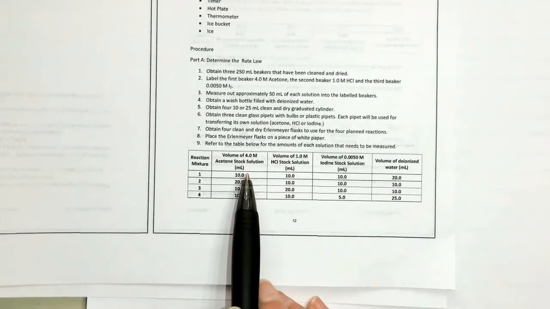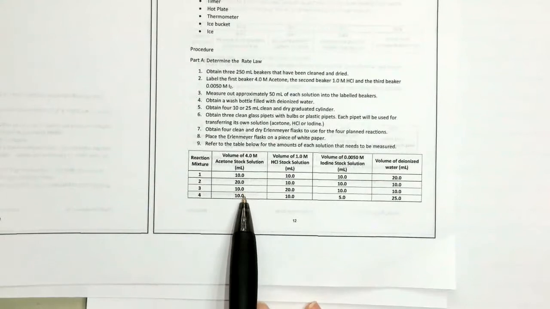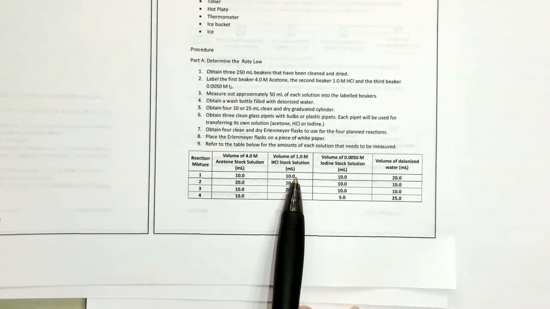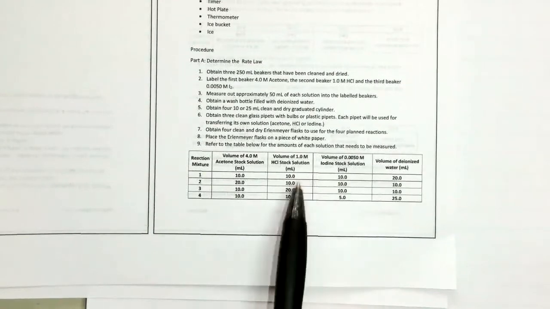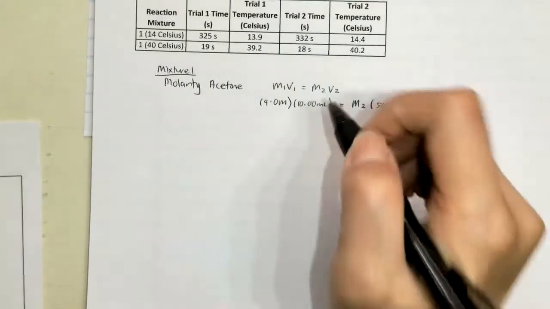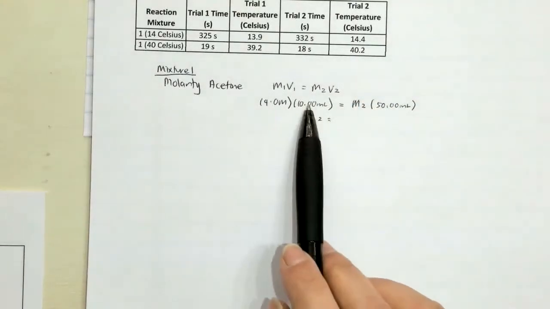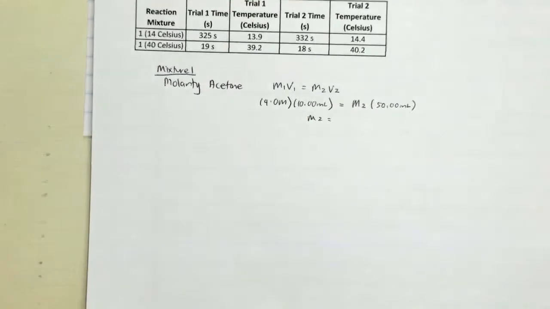For all the acetones, the volume does change: 10, that's 20, that's 10 and 10. Later on, if you have to do HCl, you would use 1 molar HCl for M1, and V1 will be 10 here. Obviously M2 is what you're looking for, and V2 would be 50. The V2 for everybody will be 50. So I'm just going to finish this up. M2 over here is going to be 4 times 10 divided by 50, so I'm going to end up getting an answer of, in this case, 0.80.